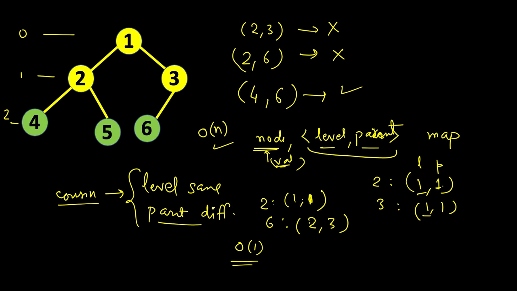But if it's given that you will be given a tree and a node pair n1 and n2, and you will be asked, are they cousins in this tree or not? Every time you get a new tree. So this is T1. Next time you get a different tree, and a different node pair.